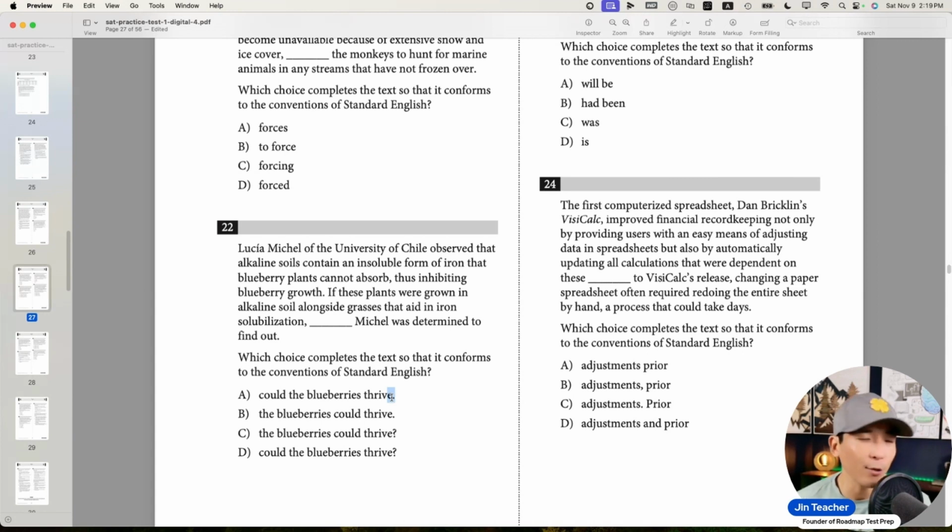If I said, what will you have for dinner? Direct question, okay? So here you need a direct question because an indirect question doesn't make any sense as a statement. It doesn't fit logically with this next sentence, Michelle was determined to find out, okay? So that's the first thing.